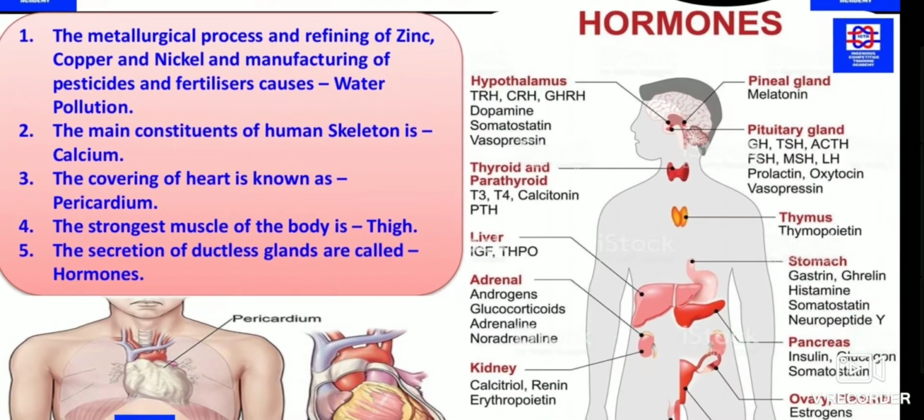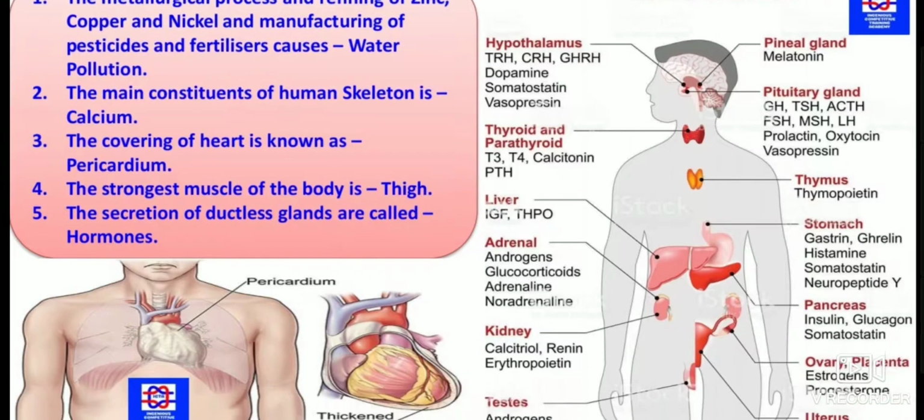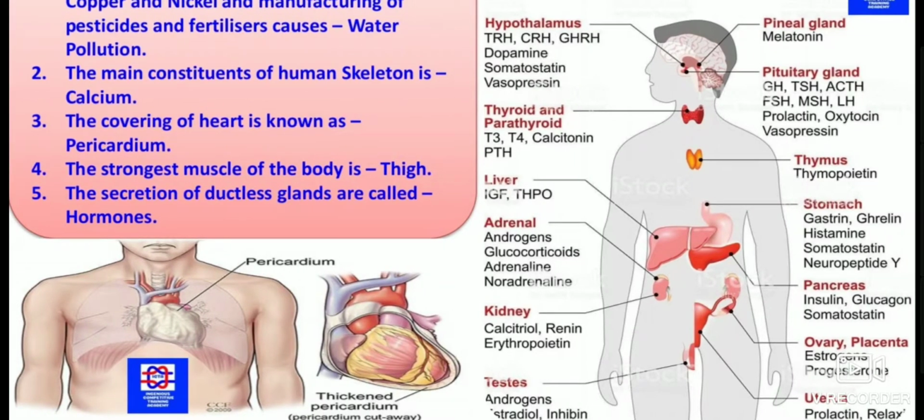the metallurgical process and refining of zinc, copper and nickel, and manufacturing of pesticides and fertilizers cause water pollution. These are all causes of water pollution. Metallurgical processes, refining of zinc, copper and nickel, and manufacturing industries producing pesticides directly cause water pollution. The main constituent of the human skeleton, as you can see, in our bones, is calcium.